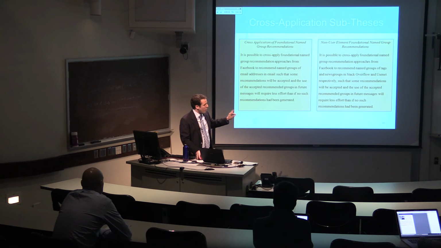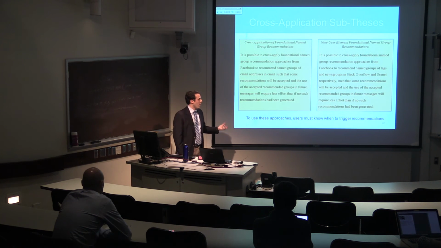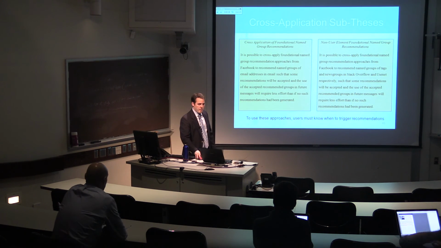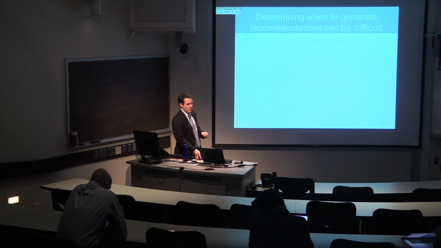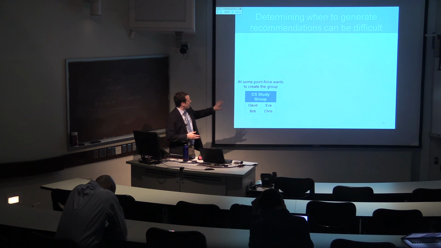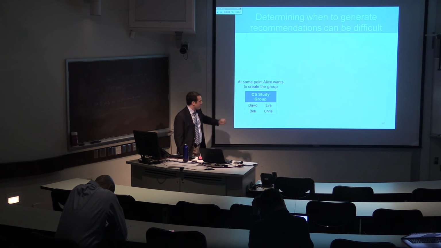So these show that our cross-application approaches are helpful, but to use these approaches, users must know when to trigger recommendations. And determining when to generate recommendations can be difficult. So for example, let's assume some user Alice wants to create a group, CS study group, which contains David, Ava, Bob, and Chris. So when should she create this group?